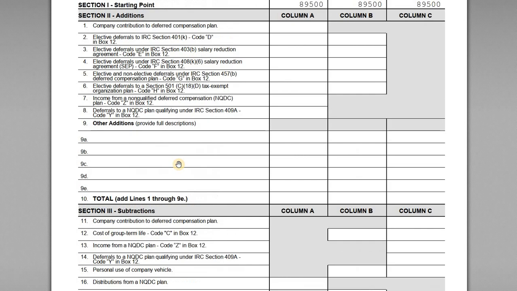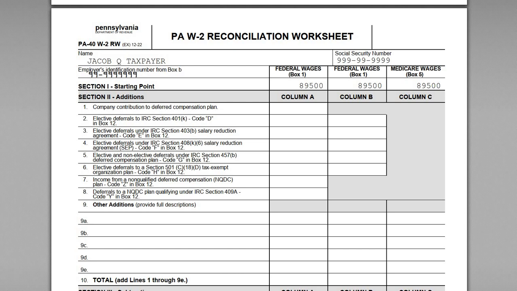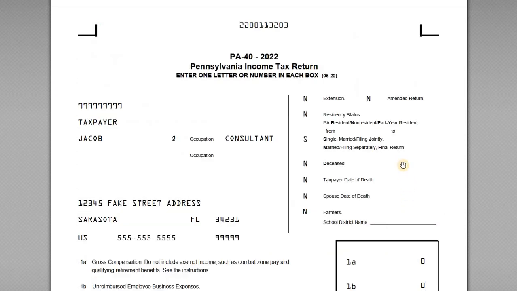So that's the last thing to include there, just to make sure you don't get a notice from Pennsylvania about why your W-2 federal wages differ from the Pennsylvania reported amounts. All right, so that covers it for this return.